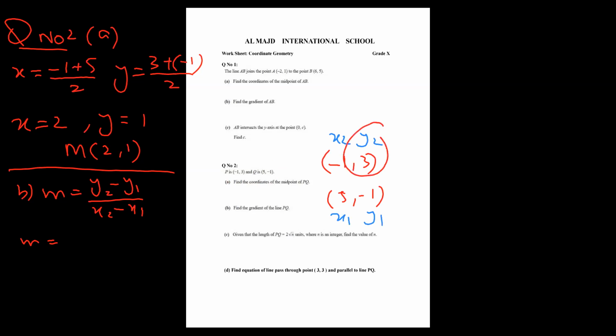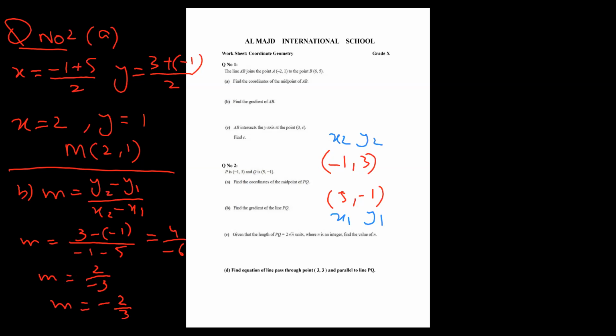So y2 is 3 and y1 is minus 1. x2 is minus 1 and x1 is minus 5. So I got 4 by 6. So 2 cancels, 2 twos are 4. So m becomes 2 by 3. And for your knowledge, if you write the negative up, no issue, no change. So my gradient is over.